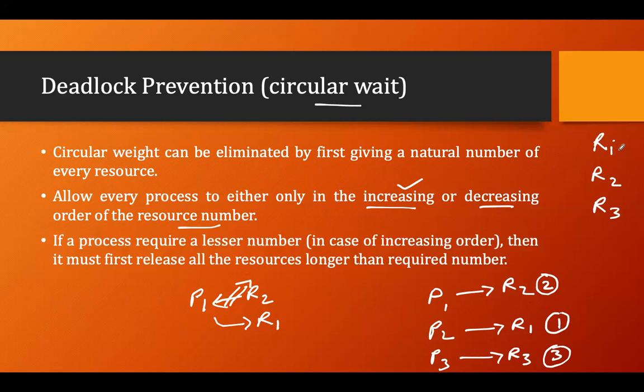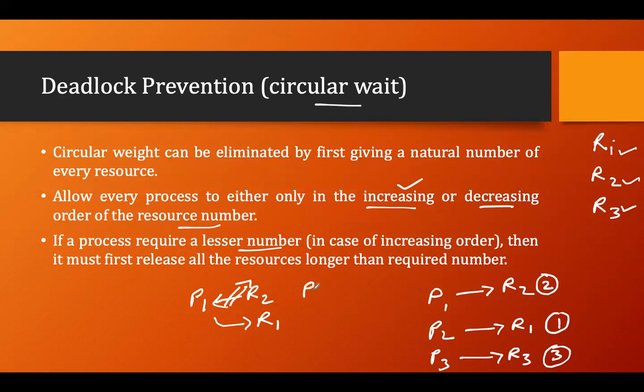So first, resources need to be given natural numbers. Second, whatever allocation we give to the processes should be in order, either increment or decrement order. If we are using increment order, and a process is requesting a lesser-numbered resource, then we have to see what resource it is holding. If the held resource has a higher number, we have to release that particular resource.